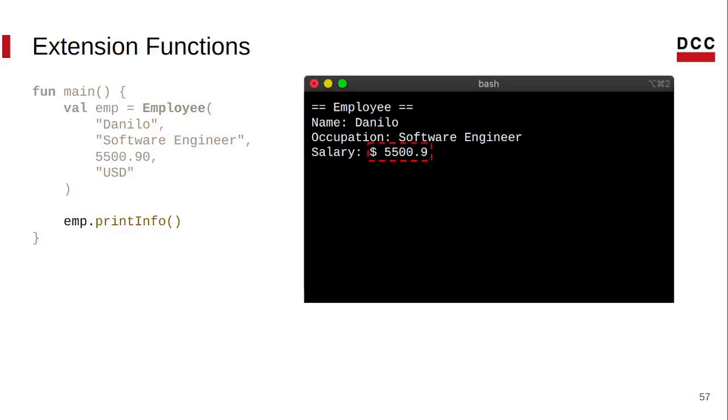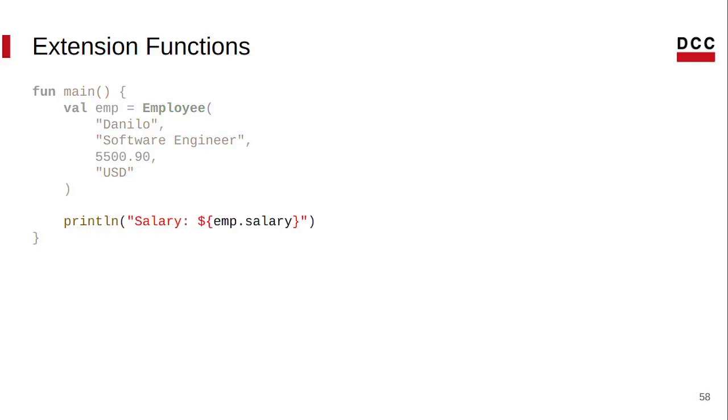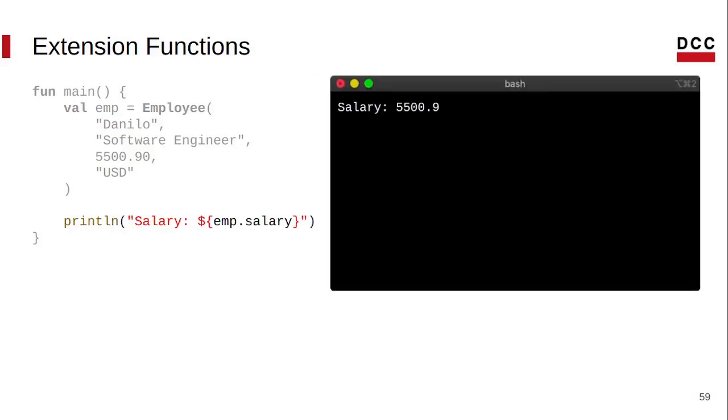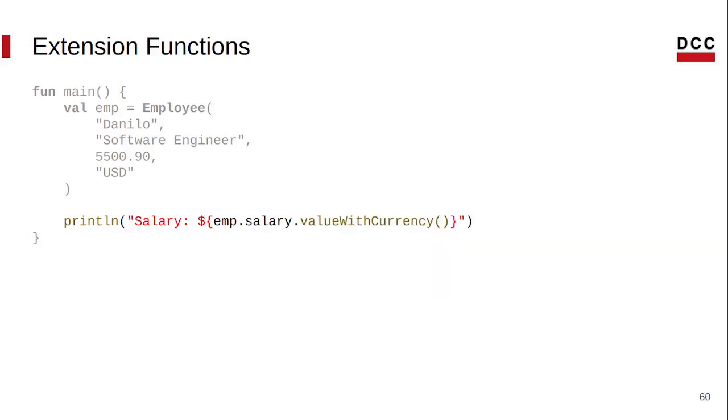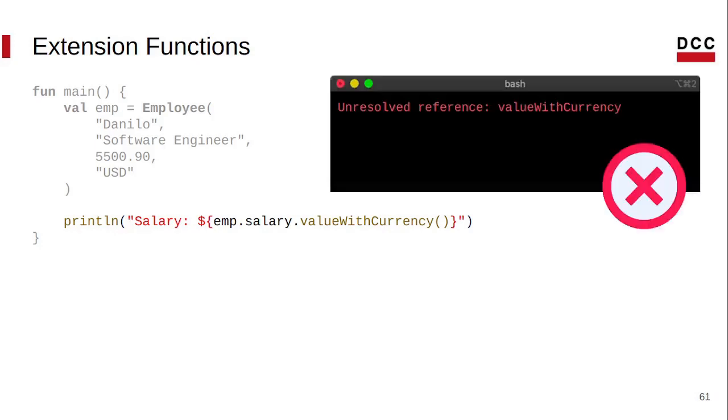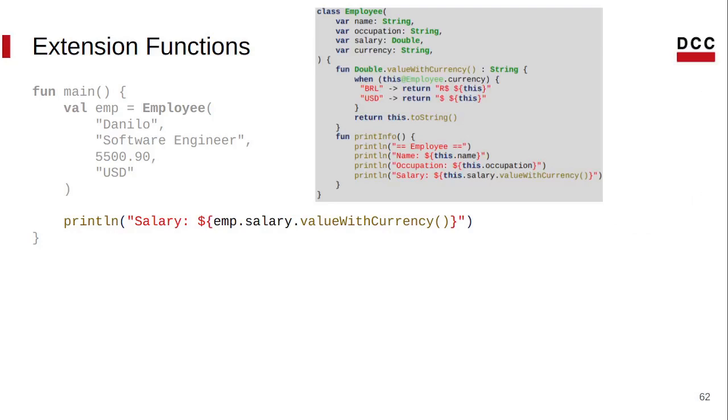Notice the currency symbol. But if we print the salary attribute directly, we will get this output, the pure double without the currency symbol. But what happens if you try to access the extension method? An error. This is because of the limited scope of an extension function. This extension function was declared inside the employee class, so its scope is limited to employee instances only. Therefore, it cannot be accessed directly outside of its declared scope.